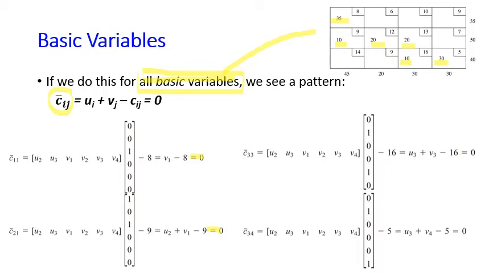Once you have done this, you can see that there is a pattern. For any cij, let's say c hat 34, the pattern becomes u3 plus v4 minus c34. Let's check another one, c hat 21. c hat 21 equals u2 plus v1 minus c21. So apparently that is the pattern here: c hat ij equals ui plus vj minus cij. Now, using this pattern, we can conclude that for the first one, u1 in this case equals 0. So 0 plus v1 minus 8 equals 0. That's how we know that u1 equals 0.